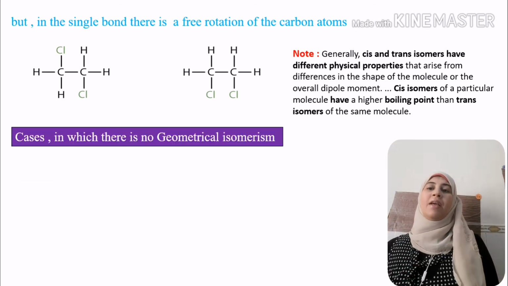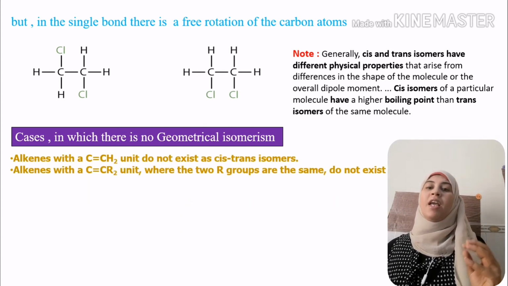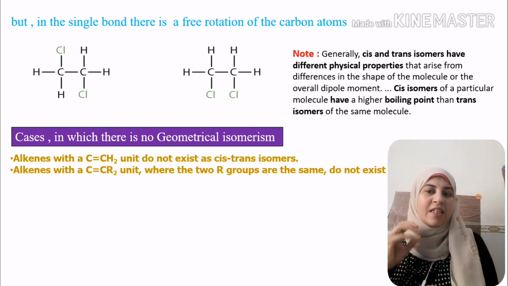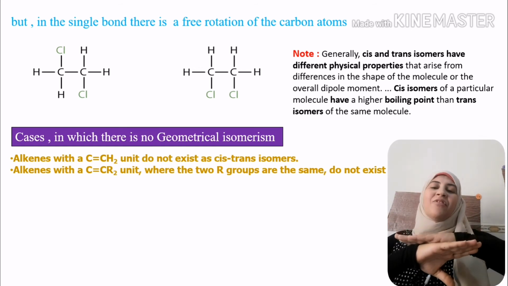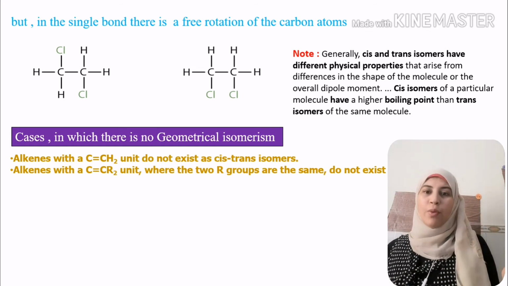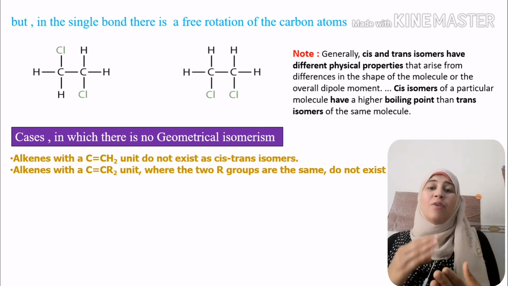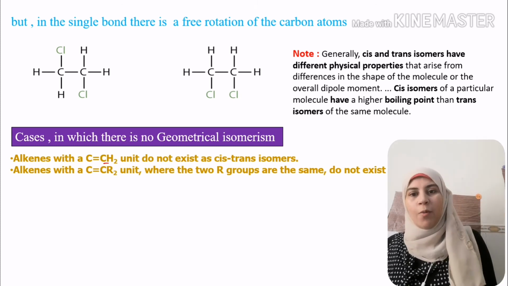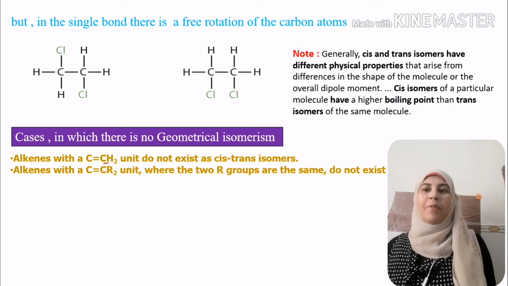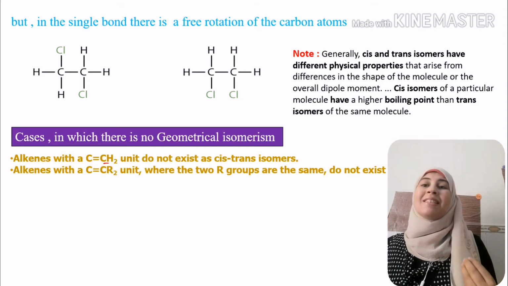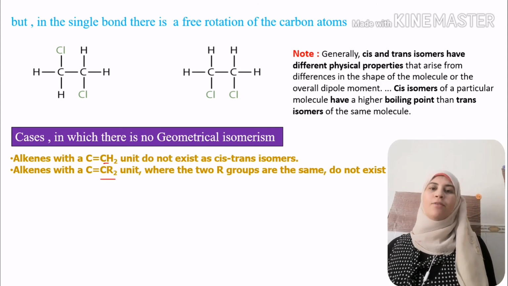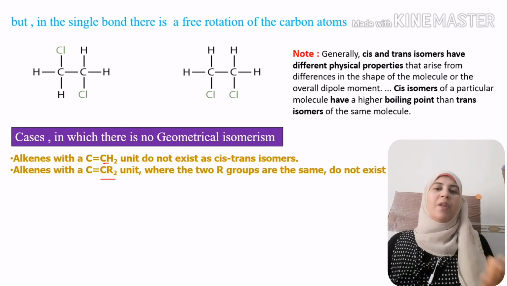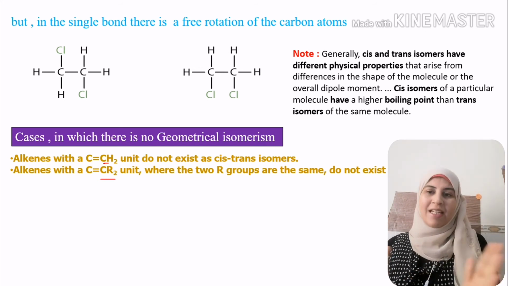In the second one, take care, there is no geometrical isomerism. This note is very, very important. If I have CH2 double bond C, we have no geometrical isomerism. Why don't we have geometrical isomerism? Because we have two identical hydrogen atoms attached to the same carbon atom. So if I make rotation, it will be the same. In the second case, if I have C double bond CR2, we have no geometrical isomerism because the same alkyl groups are attached to the same carbon atom. So of course we have no geometrical isomerism.